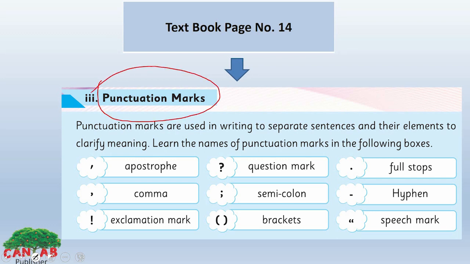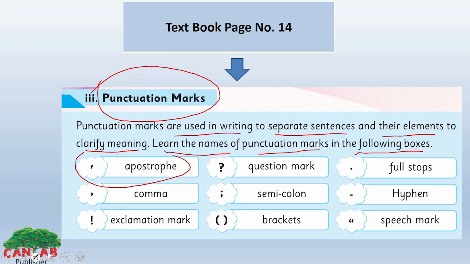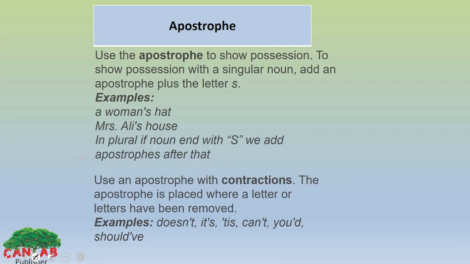See what it says. Punctuation marks are used in writing to separate sentences and their elements, to clarify meanings. We will learn the names of punctuation marks in the following boxes. First, we will discuss the apostrophe. What is an apostrophe and what is its common use? Let's have a look here.